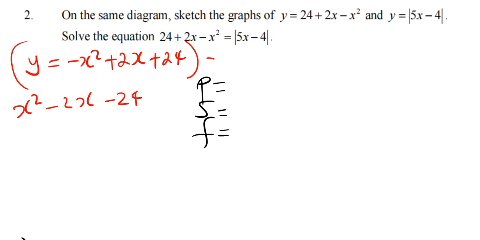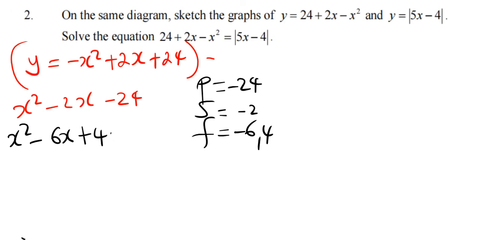Of course the product in this case is negative 24, and the sum is negative 2. Then the factors, the two numbers: when we multiply them they'll give us negative 24, but when we add them they'll give us negative 2. Those are negative 6 and 4. Alright, so in this case I'm going to have x squared minus 6x plus 4x minus 24.